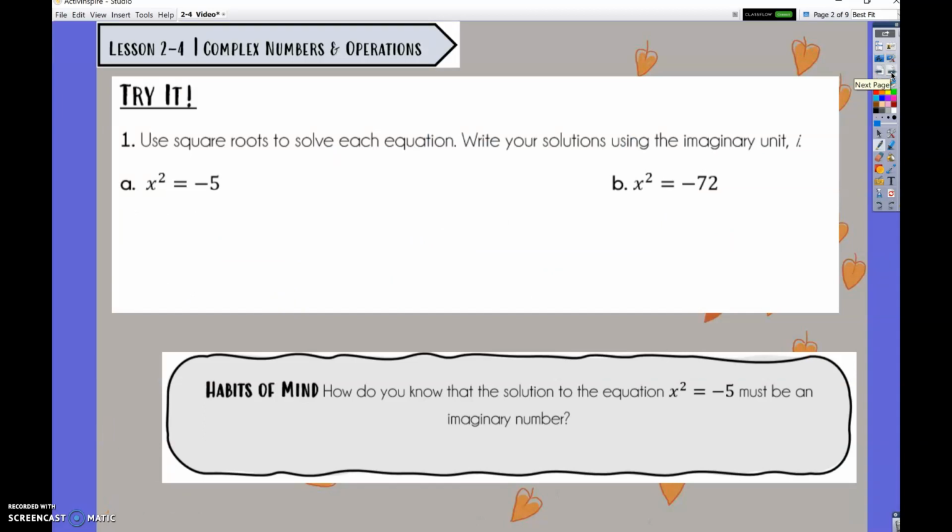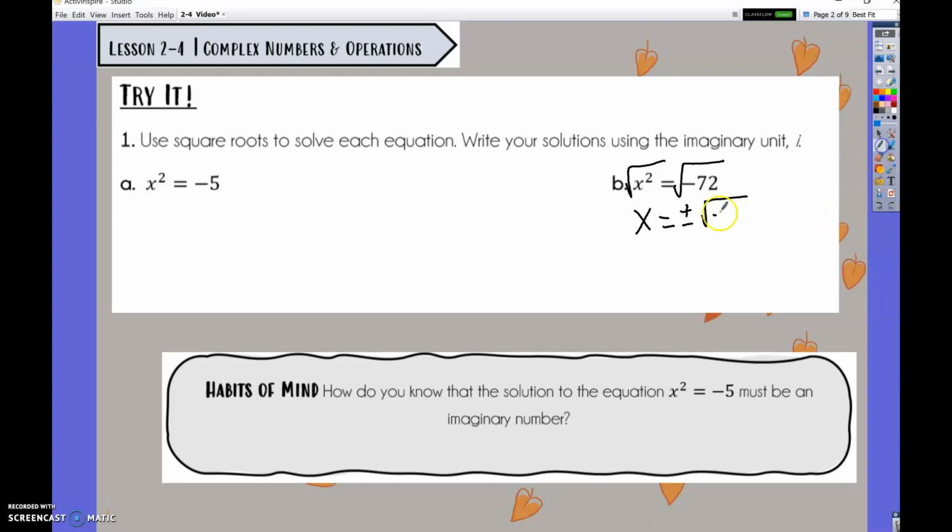For the try it, you could do the same thing here. I'll try B for you. If you took the square root of both sides, you'd get your x. We don't want to forget that plus or minus. But now, when we take the square root of negative 72, we are going to be hoping that you'll think of what are called these factor trees. Maybe you remember them from, say, middle school.